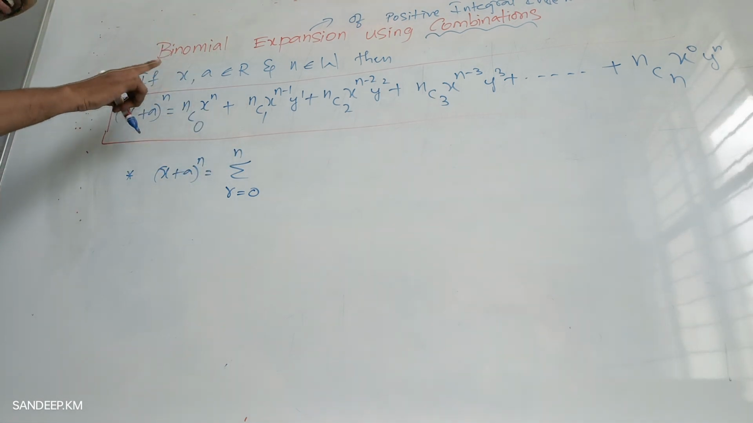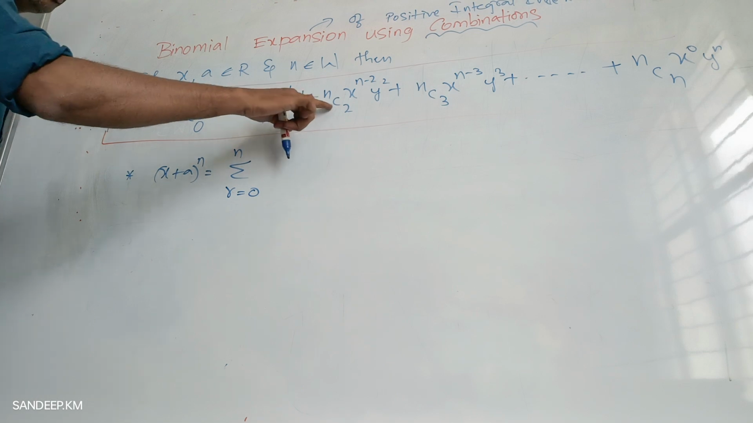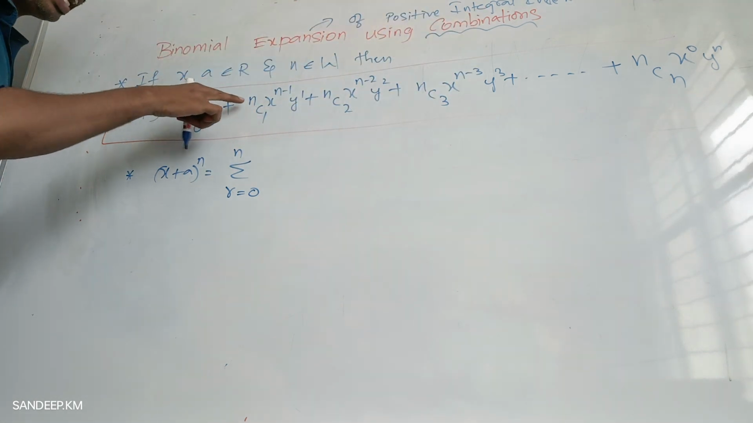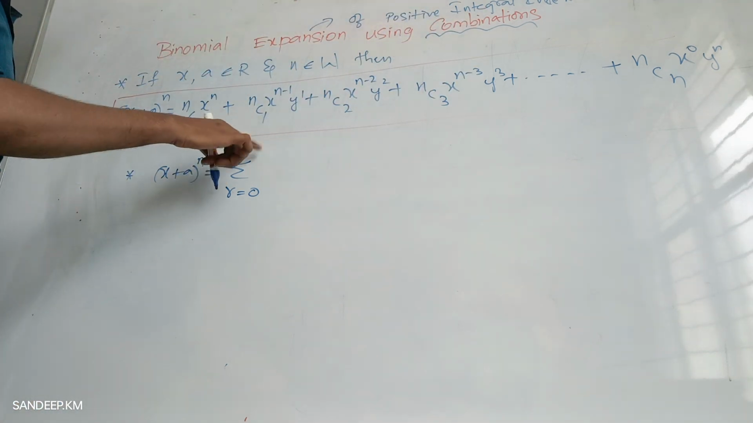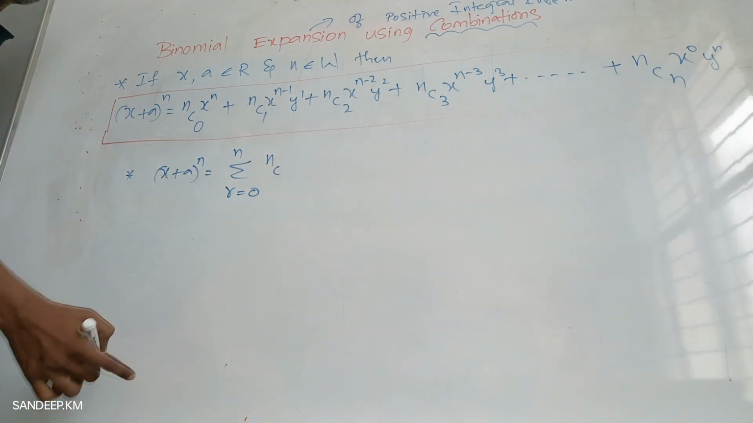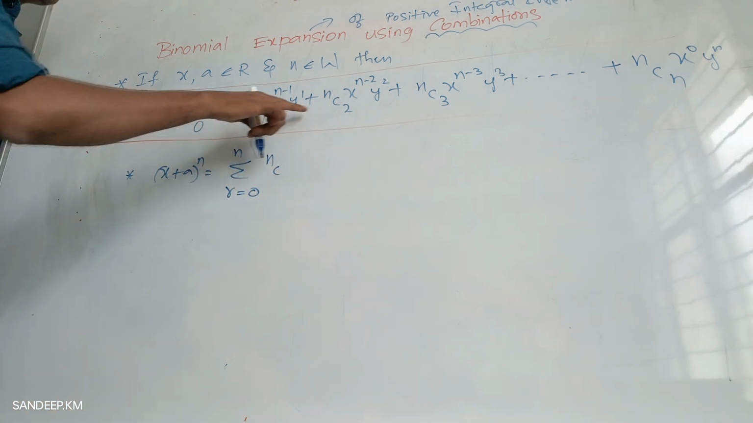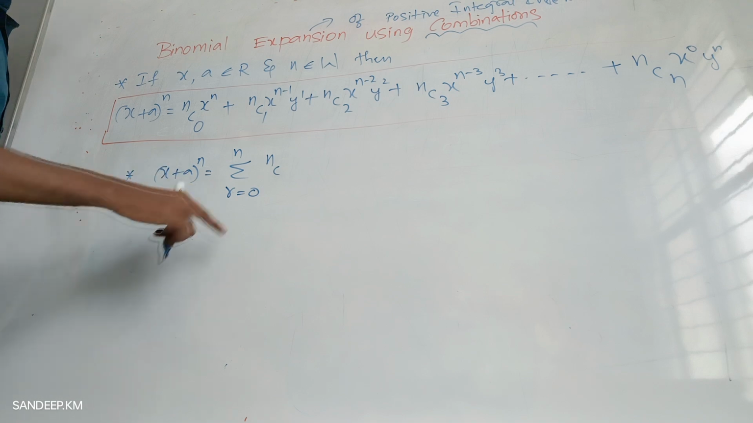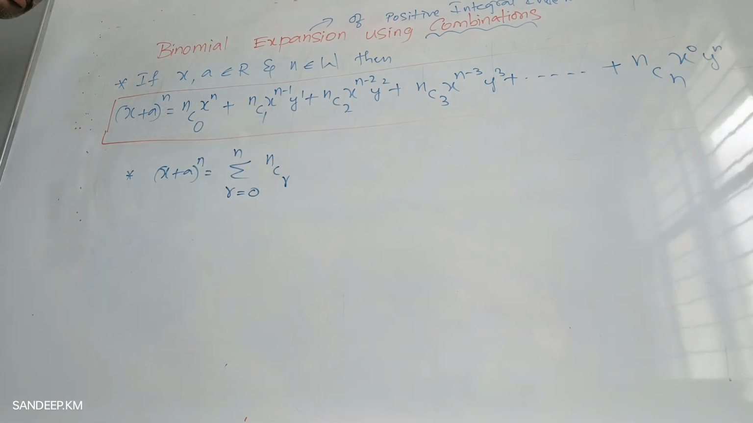Next, in every binomial coefficient, n is n only. Please observe. So, the binomial coefficient is nC. What is the suffix? Who is changing from 0 to n? r is changing. So, it is nCr.